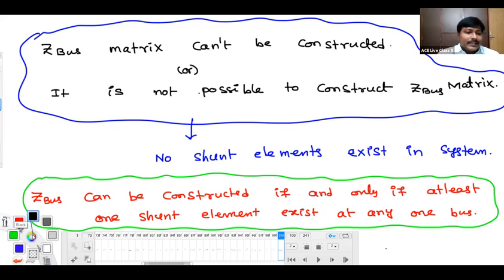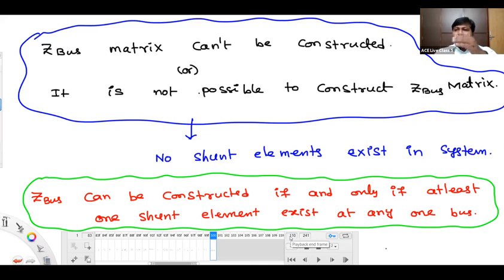Fine. Next. I'm asking one very simple question to you. If anybody asks you this question, you have a practical power system network. Is it possible to construct the Z bus or not? For a practical power system network, is it possible to construct the Z bus matrix or not? That's the question. Yes or no? Yes is the answer. Why? What is the reason?